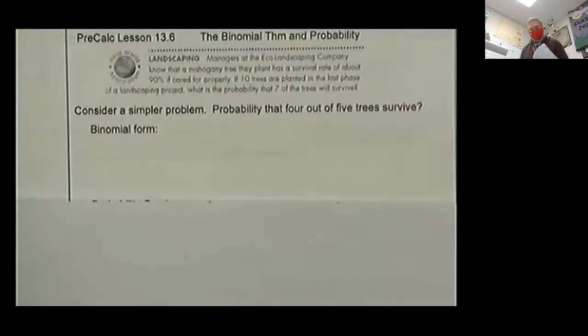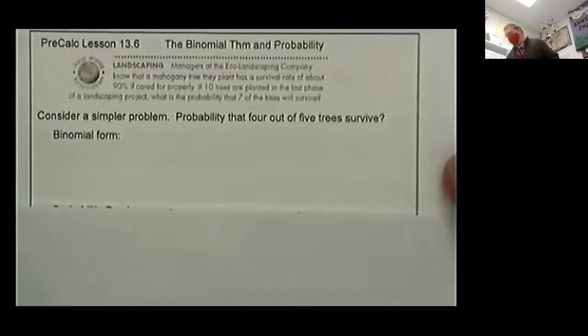All right, to introduce this, we're going to look at this problem. Managers at the Eco Landscaping Company know that a mahogany tree they plant has a survival rate of about 90% if cared for properly. If 10 trees are planted in the lot, in the last phase of a landscaping project, what is the probability that 7 of the trees will survive?